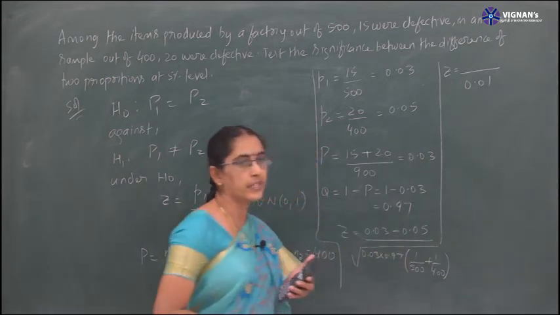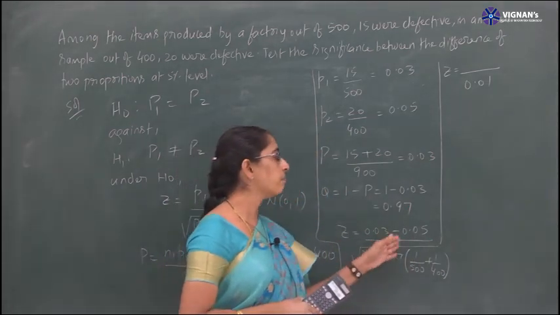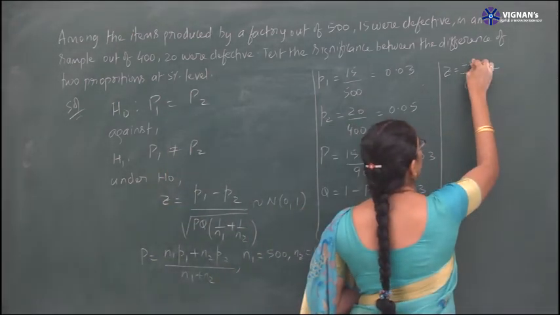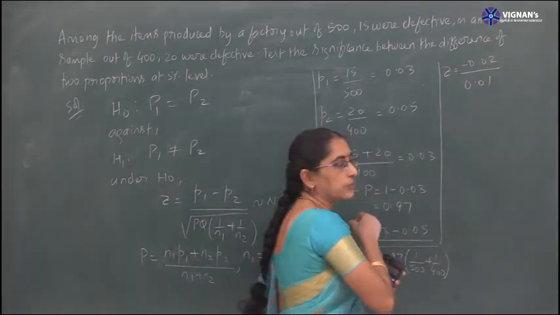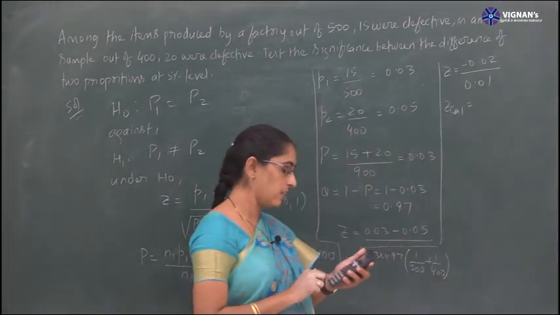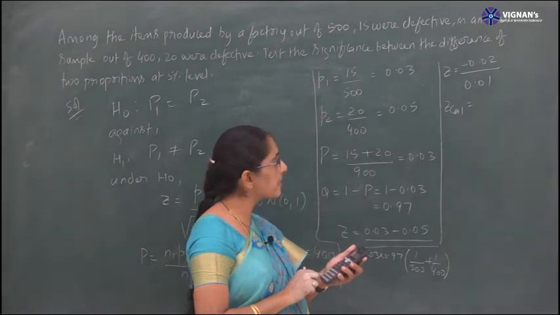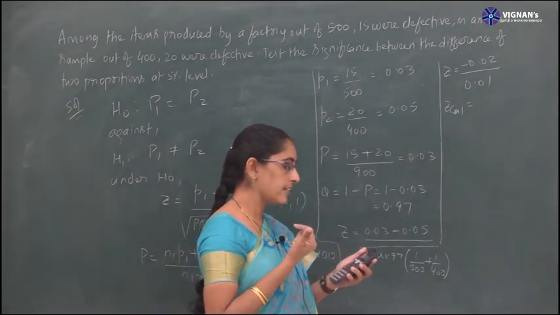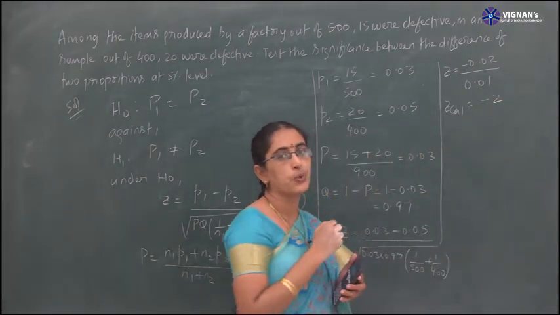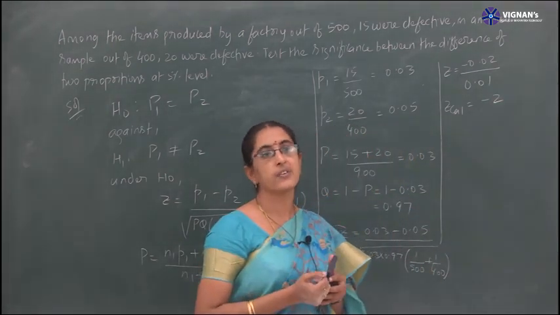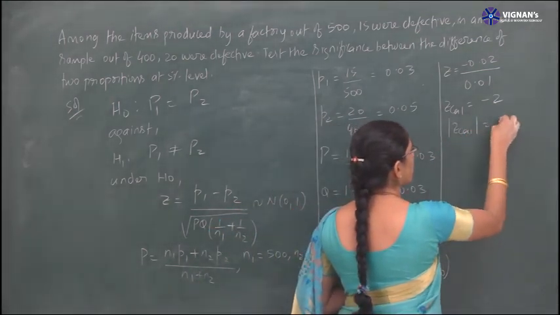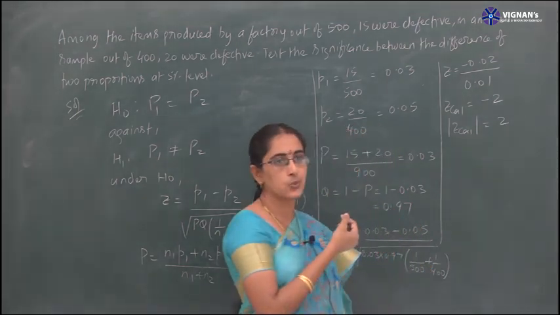Now coming to the numerator, 0.03 minus 0.05 is here minus 0.02. So the numerator is negative, so definitely your calculated value will also be negative here. So 0.02 divided by 0.01 is here 2. Okay. So the Z calculated value is minus 2. So whenever the Z calculated value is minus 2, we can consider the modulus of that. So the modulus of this will become positive, that is plus 2 here.